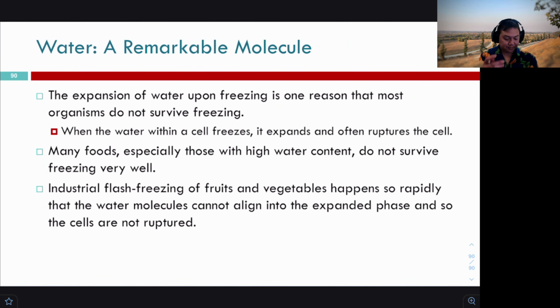On the other hand, the expansion of water upon freezing is one reason that most organisms do not survive freezing, because when water within a cell freezes, it expands and ruptures the cell. So you basically get cells exploding at a molecular level. A lot of foods, especially those with high water content, get mealy when you freeze them, like frozen fruits. Flash freezing is a process of freezing so fast that water crystals can't form, so the ice doesn't expand and doesn't cause that same problem.